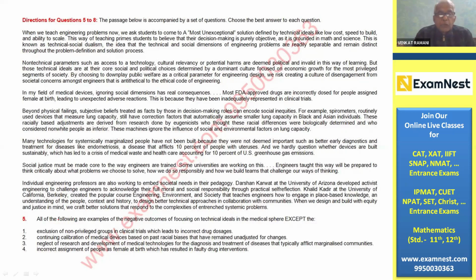I mean, if you're totally objective in the study of engineering and you are being very precise, very scientific, very mathematic, then what happens is your social responsibility, social mores, and ethical attitude are obviously overlooked. What is required, he says in this passage, is that whenever we are learning or teaching engineering, it's not always that you teach them what is low cost, the speed to build, and the ability to scale.